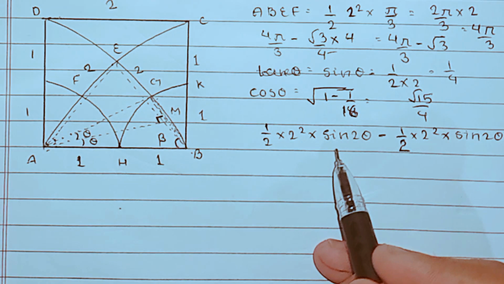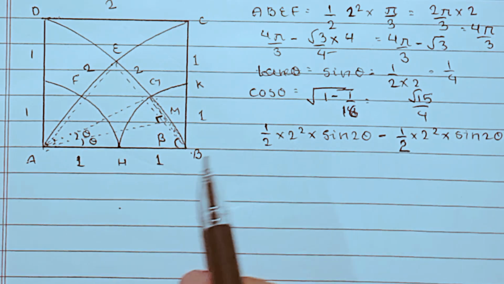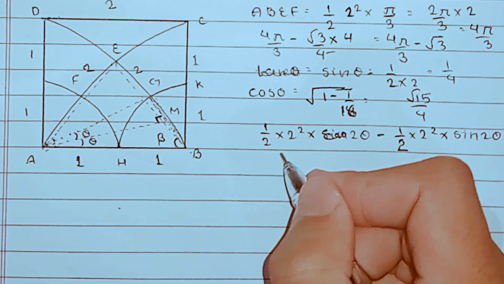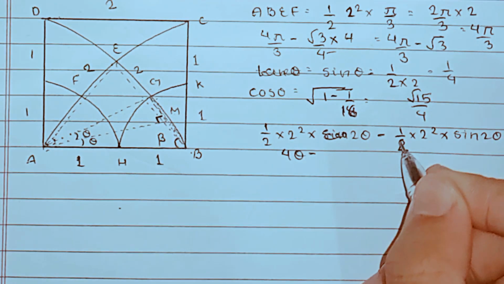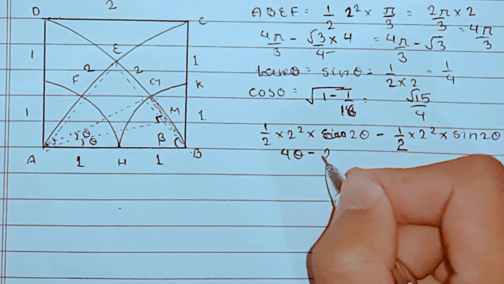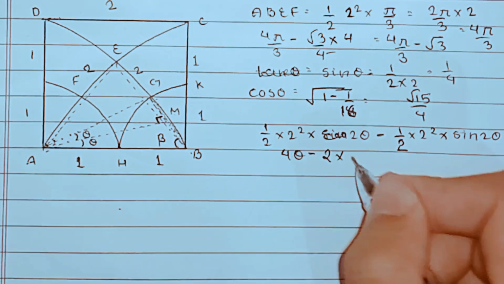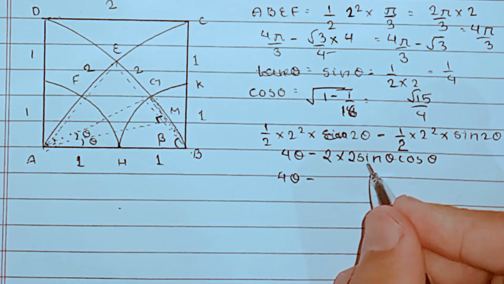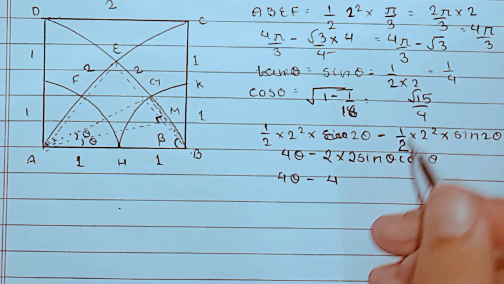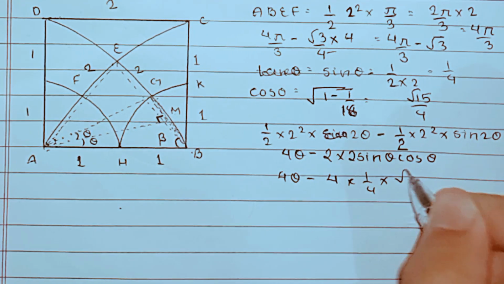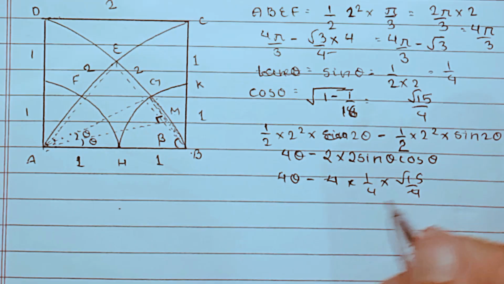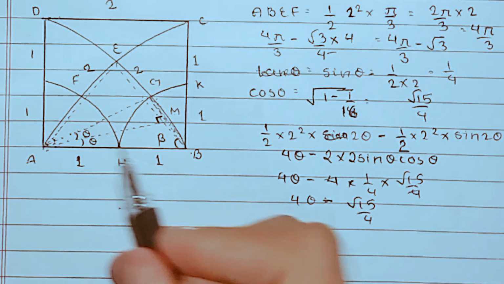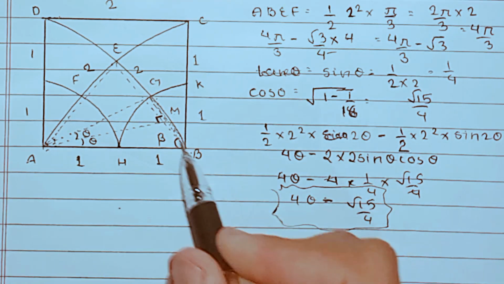So I found the mistake. The mistake is that for the sector we have to use the angle, not the sine of the angle. So we'll get 4 theta, negative of 1 by 2 square, that is 2 sine 2 theta. So sine 2 theta can be written as 2 sine theta cos theta. So 4 theta minus 2 into sine theta, which is 1 by 4, and cos theta is root 15 by 4. So we'll get 4 theta minus root 15 by 4, which is the required area of this smaller portion right here.